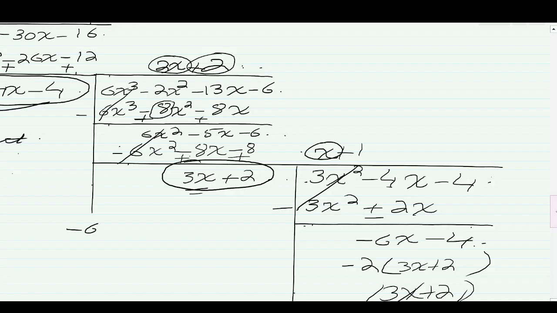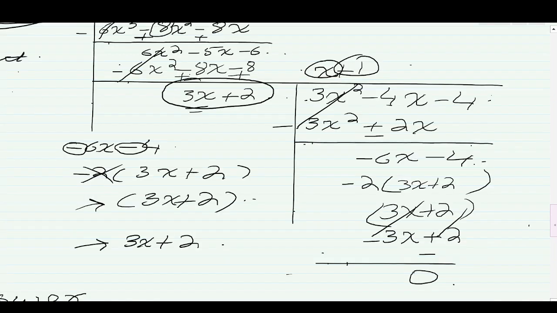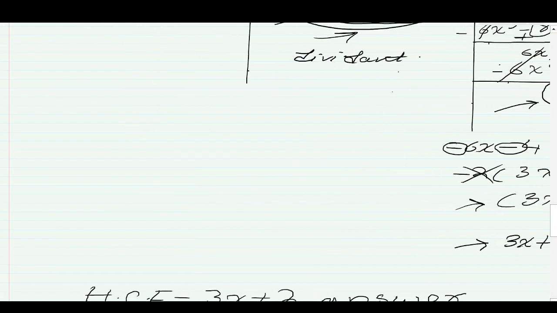So let's write that real quick. Negative 6x minus 4. What is the common between these two? It is negative 2. Why? Because this is the divisor which led us to our answer being 0. So we're gonna write HCF is equal to 3x plus 2.